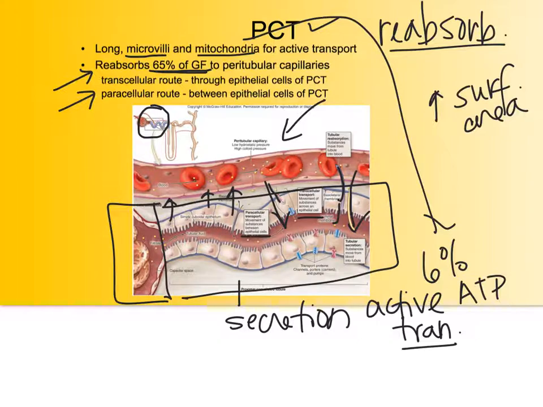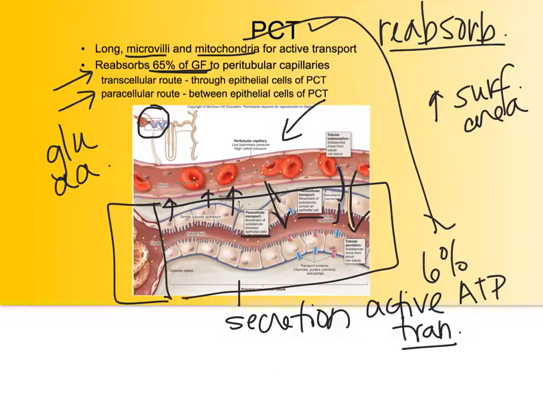Everything that we want to get back into the blood that we don't want to end up in the urine gets reabsorbed here. If you remember, in the filtrate sometimes we end up with glucose. We end up with amino acids.